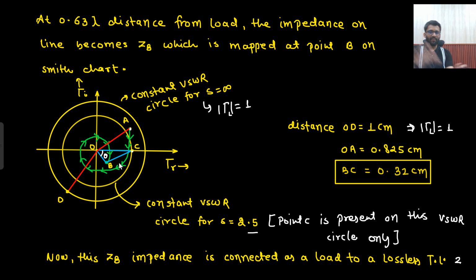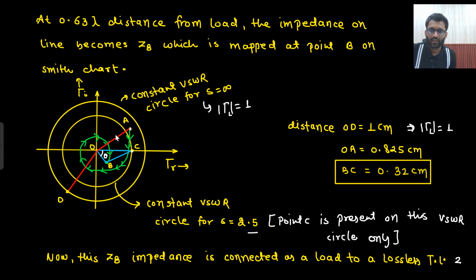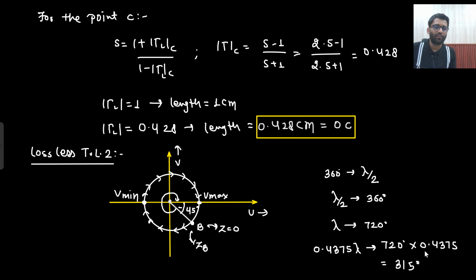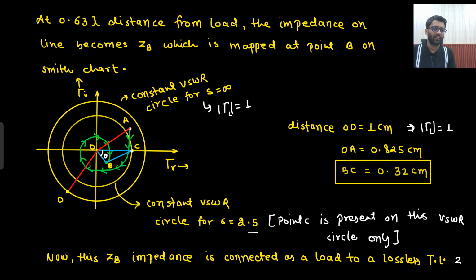Say yes or no. If my OB distance is 0.4 or 0.2, that means on this lossy transmission line, what was my magnitude of reflection coefficient? OA is 0.825, so here my magnitude of reflection coefficient was 0.825. When I worked for how much distance? When I worked for 0.63 lambda distance, which point did I reach? I reached point B. So at point B, my magnitude of reflection coefficient has become 0.4 or 0.2. This is what we can understand from this particular analysis.